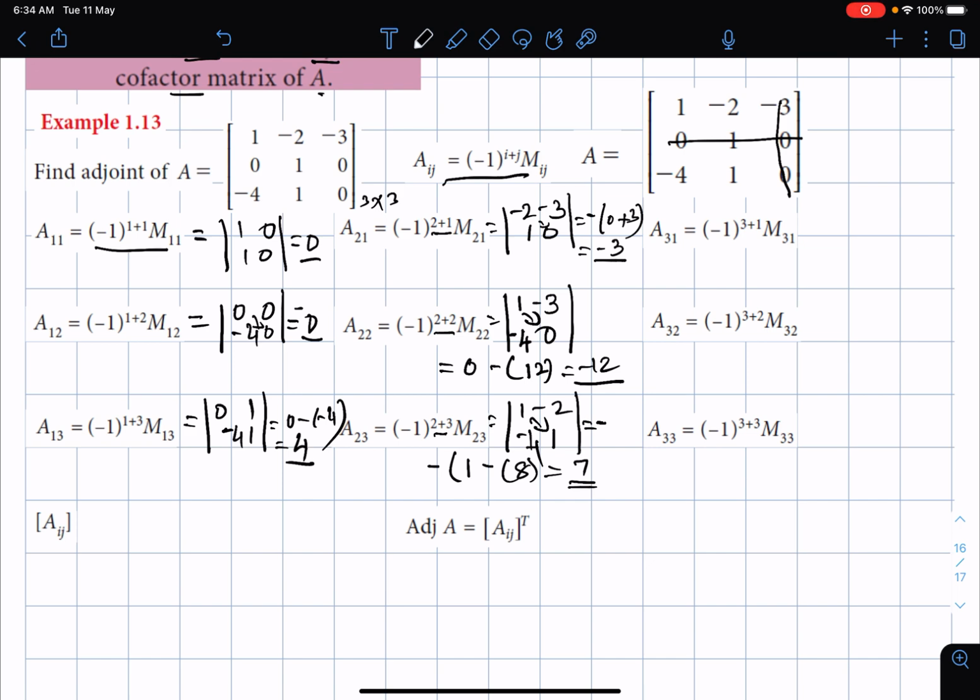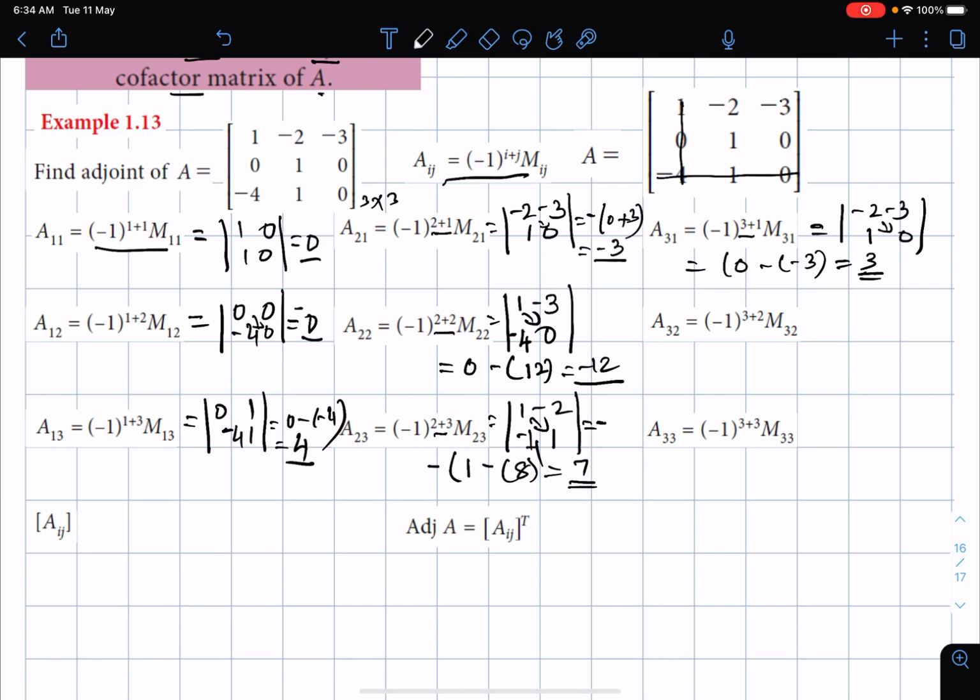Now coming to the third row, first element. So the first column and the last row you are going to cancel out, and your determinant is going to be for A31: -2, -3, 1, 0. Here it is even, so you don't get a sign. So this is becoming 0 minus of -3, that is going to be 3. So your answer is 3.